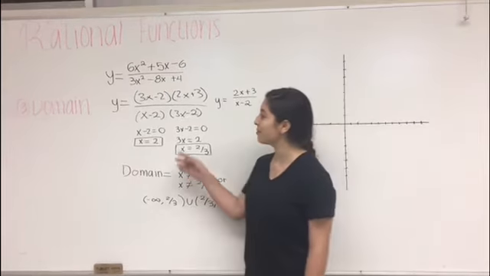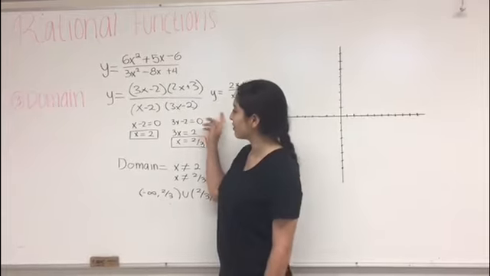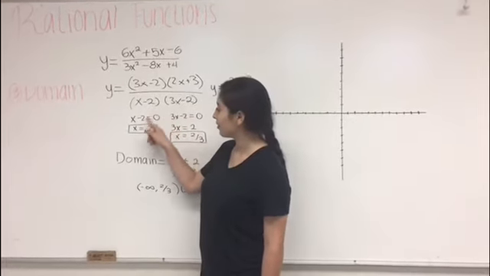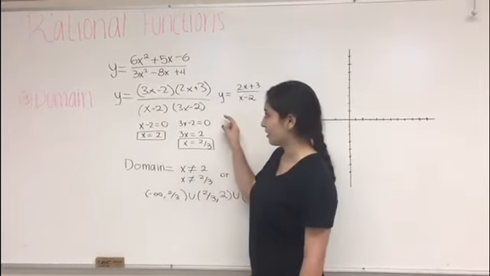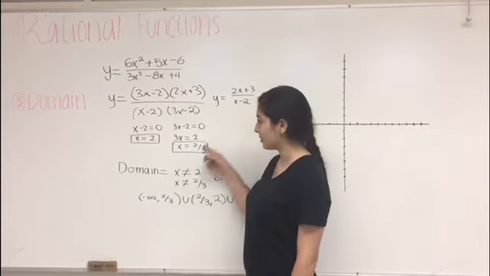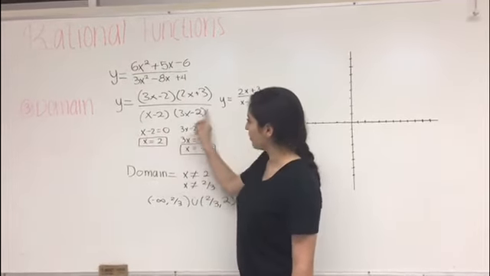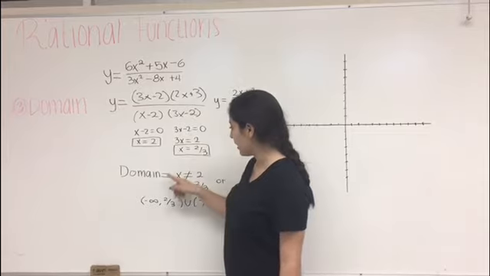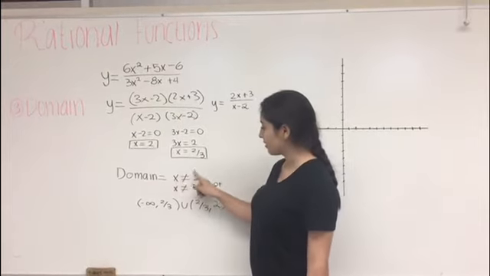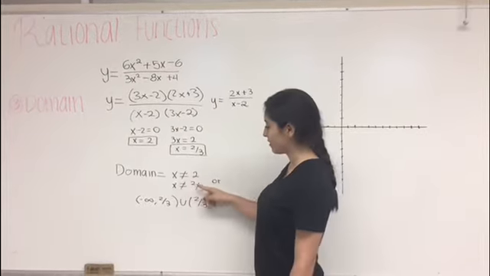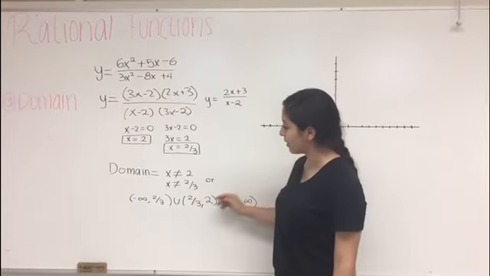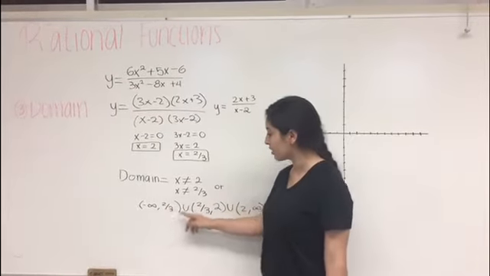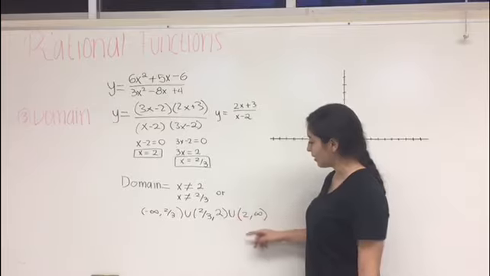To find the domain, we have to use the non-factorized function and set the denominator equal to 0 to make sure it is never 0. So you simplify the two factors and the domain is x is not 0 and x is not 2/3. So the complete domain will be minus infinity to 2/3, union 2/3 to 2, union 2 to infinity.